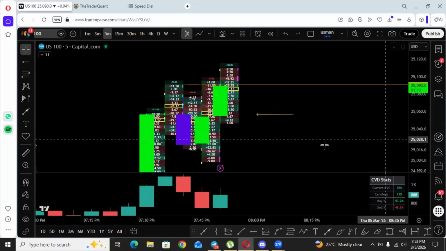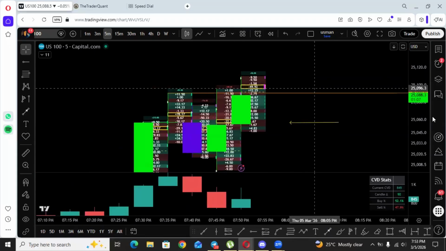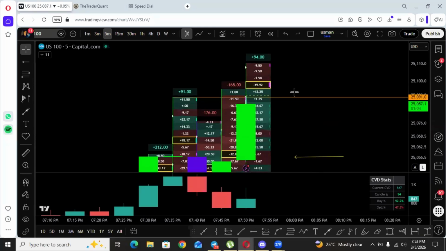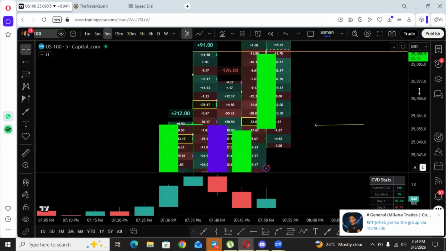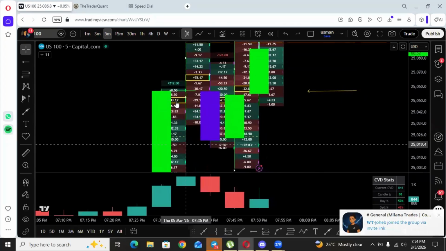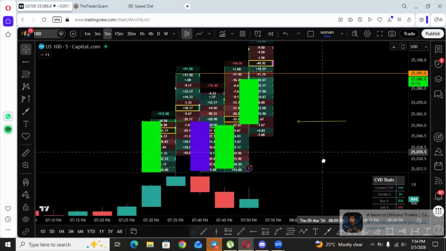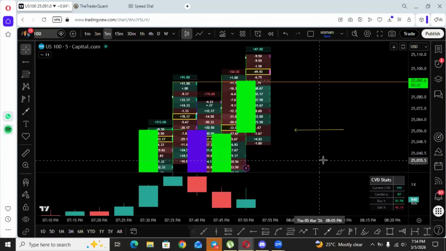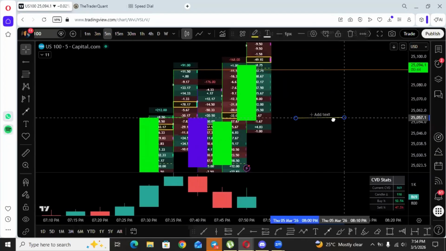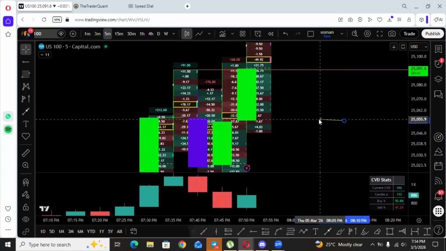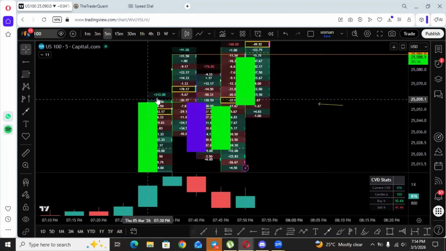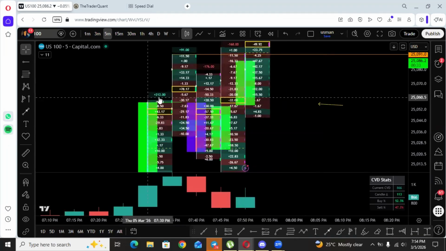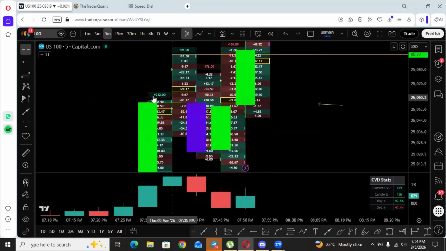We consider that breakout a good breakout, and delta should also increase. So what is this at the top? If you see this, this is plus 212. This is the delta, the overall delta of the candle. What is overall delta? It means the sum of buying and selling that happened in that candle. If we do the math, plus and minus them, the overall figure that comes here we call delta.